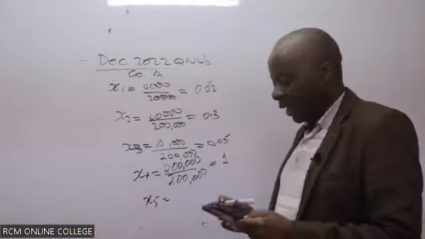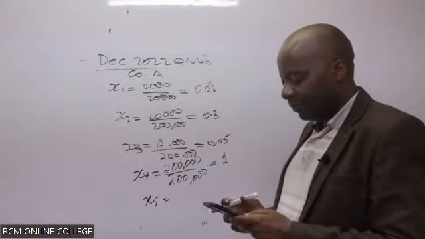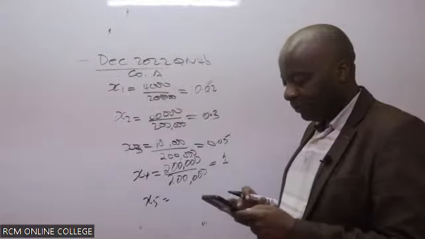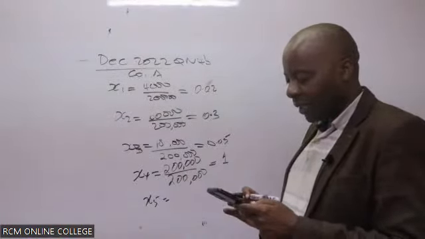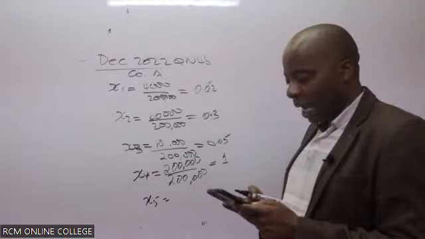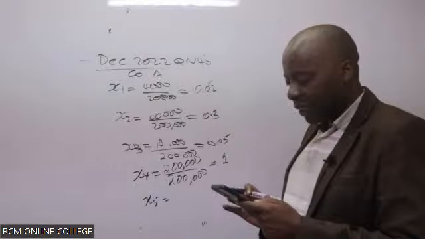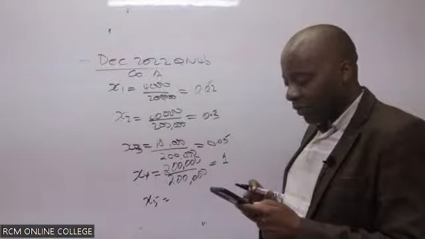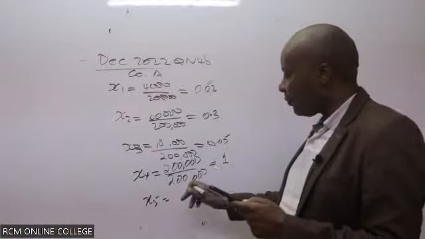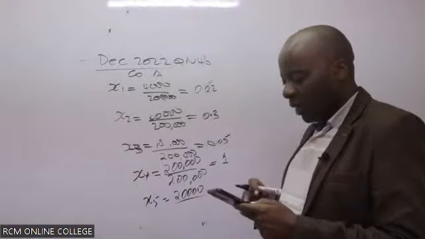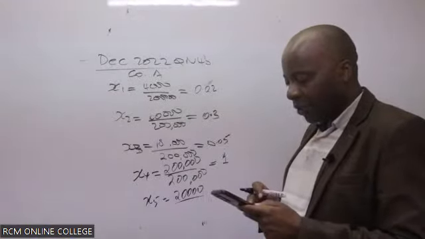So X5, ladies and gentlemen, they have told us here for company A it is market value of equity. Market value of equity they have given us, 20,000, all over market value, or rather book value of debt.